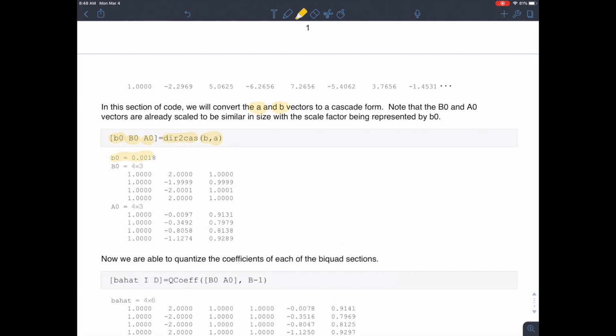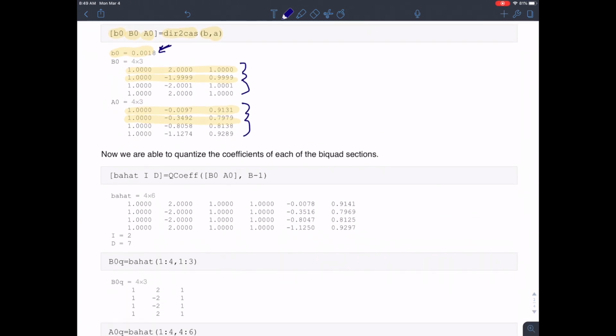Okay, so B0 is a scale factor, and what you notice is you get the B's for the first section and the A's for the first section, the B's for the second section, the A's for the second section, and so forth and so on until you end up with 4 biquads. Notice also, when you look at the scale of these, the scales of the B's and the A's are already comparable because the scale factor was taken care of in this B0 vector. All right, so we don't have to do that scaling step like we did with the previous filter. Okay, so at this point, we're ready to quantize.